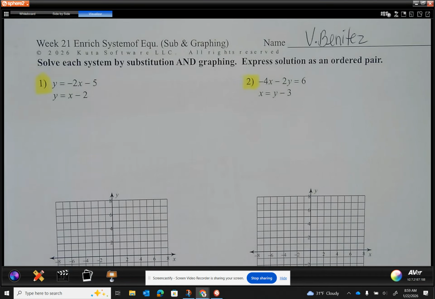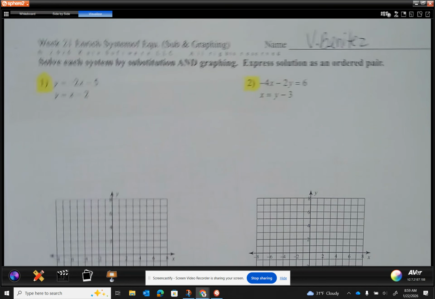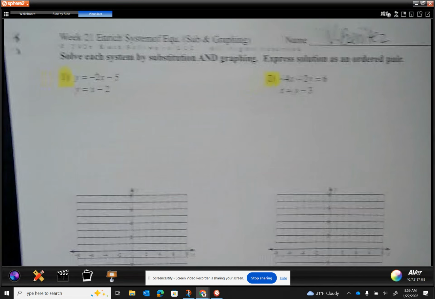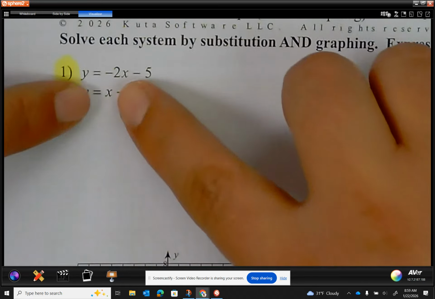Okay, in today's lesson for week 21, we're going to solve systems of equations by both substitution and graphing. So this first one right here, both of these equations have which variable isolated? On number one. Which equation, or what's the variable that's isolated in number one? The bottom one, which variable is isolated? X is all by itself?